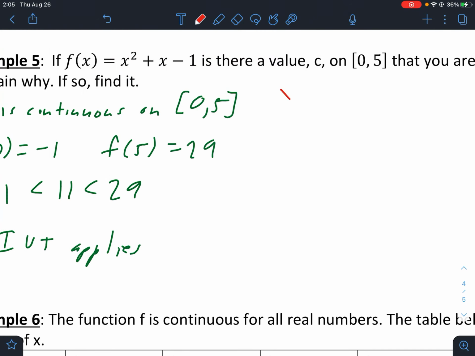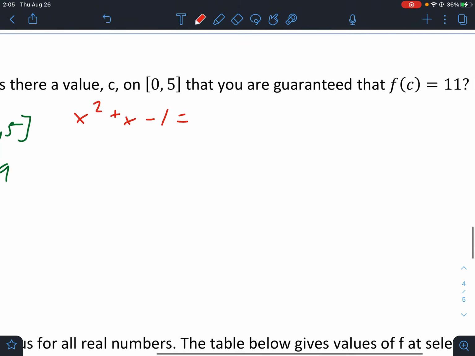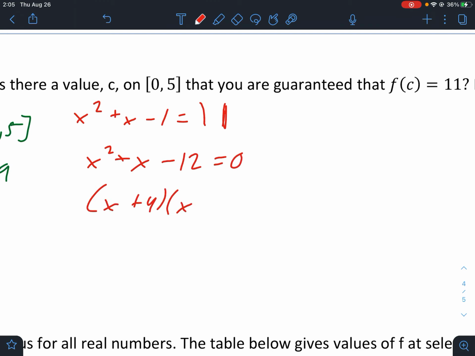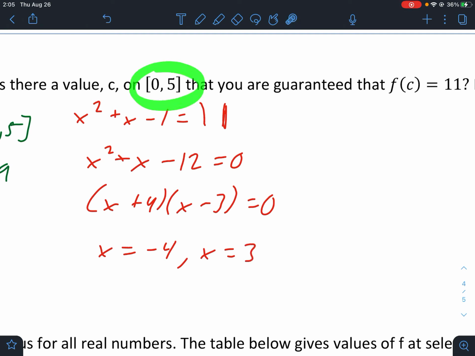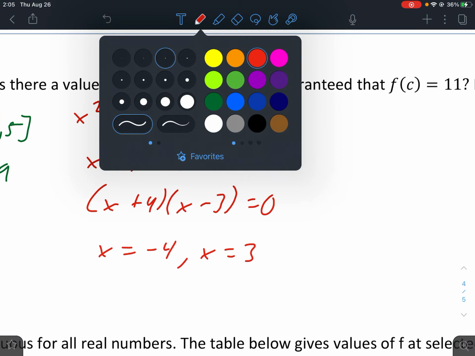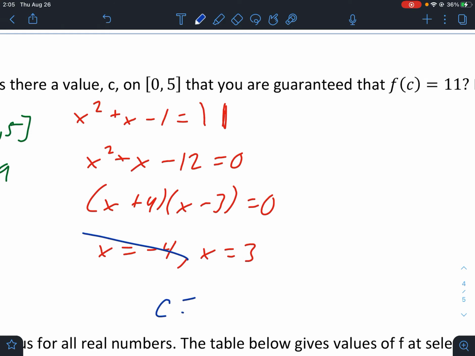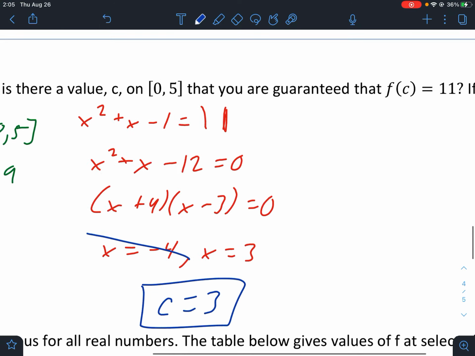So to find it, we set our equation equal to our k value and solve. Start by subtracting 11 from both sides. Factor. And we get two x values. However, again, we have to make sure those are on the interval we are looking at. We are looking at 0 to 5. This one is not on that interval. So our answer for C is 3.